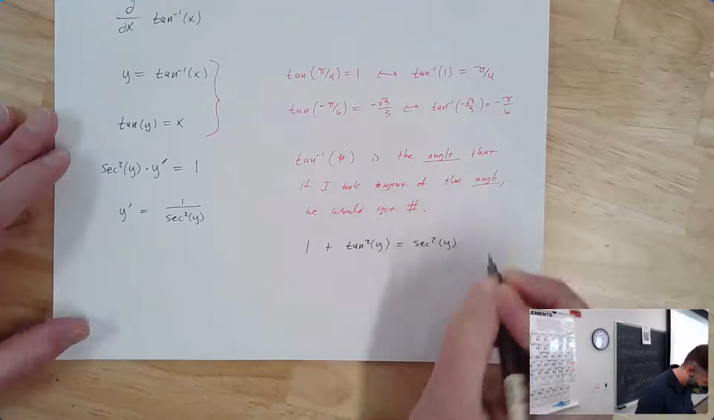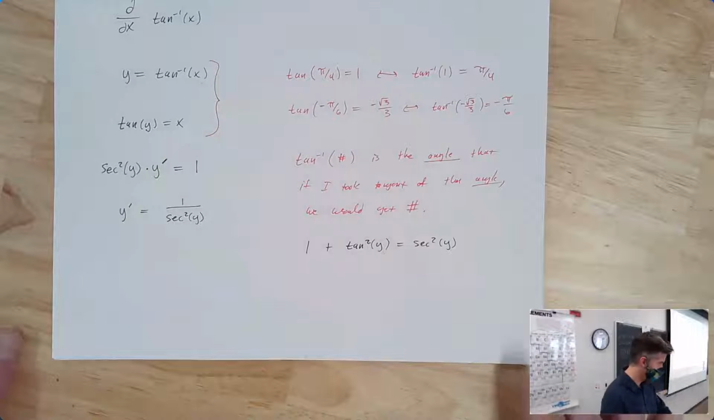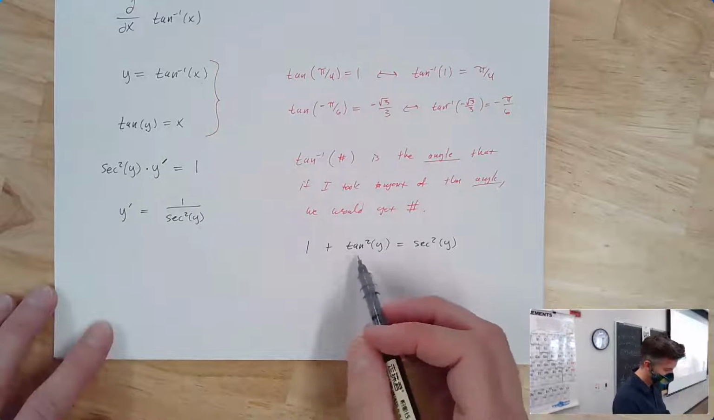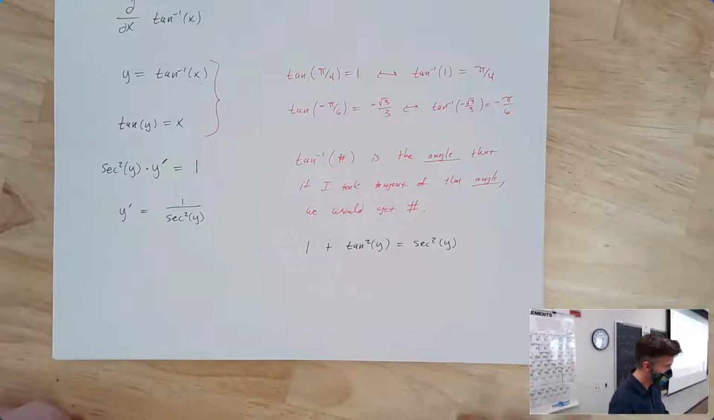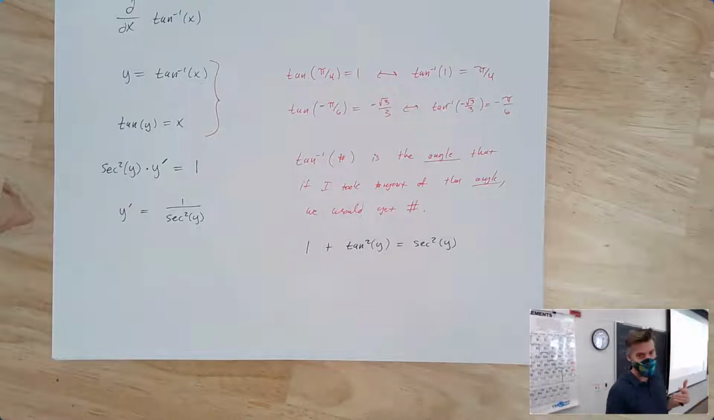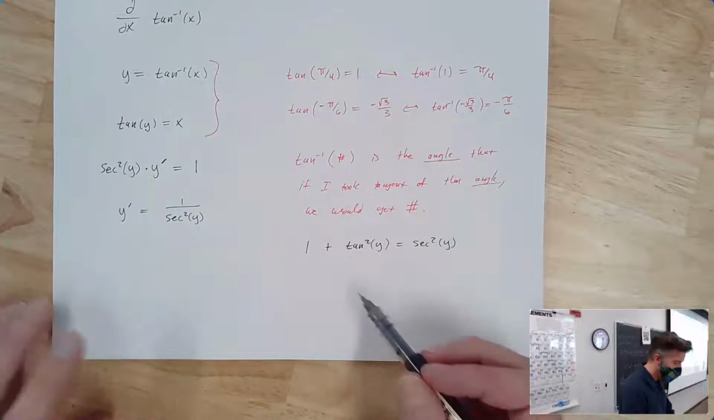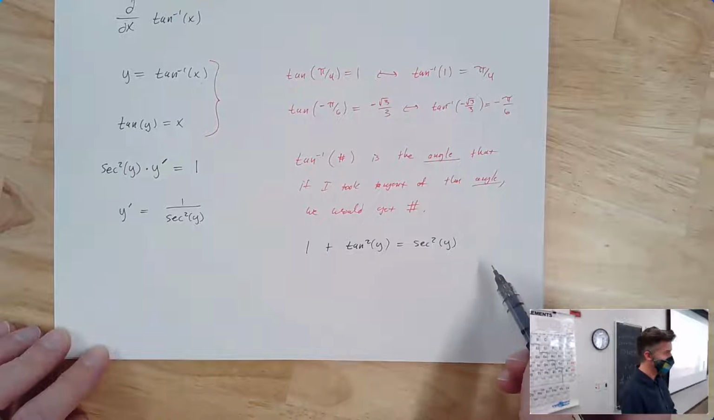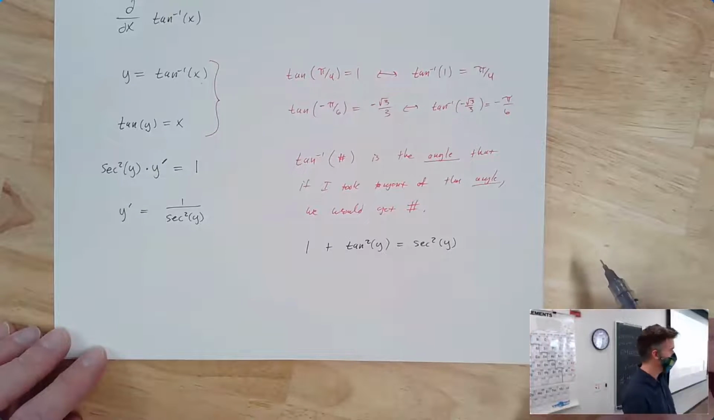Yeah, James, that doesn't seem very memorable. Well, wait till I say these words. I tan and get sexy. Oh, you will never forget that. It's impossible to forget. I have never forgotten. I've tried to forget it. It's not forgettable. So 1 plus tangent squared of y equals secant squared of y. I tan and get sexy.